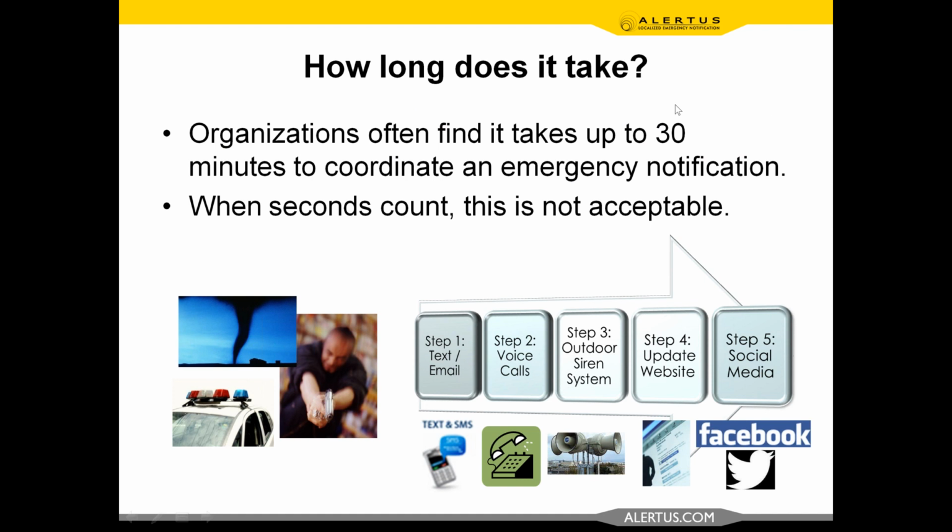So how long does it take? I know everybody does regular tests. They run scenarios and gather feedback so that when an emergency does occur, you know your system is as effective as possible. And a lot of times we get feedback that says if we go through and try to activate everything, it might take up to 30 minutes. We'll hit the first few, like email and text, but then the other ones we update as we are able to. So when seconds count, that's really not acceptable.